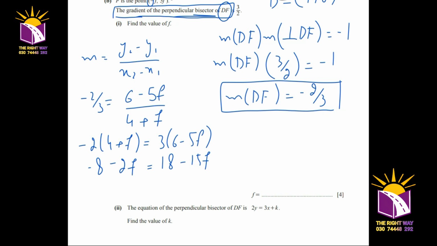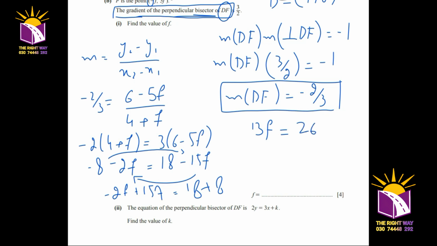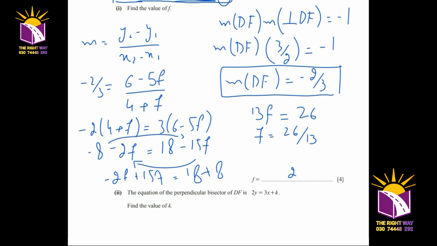Minus 2f plus 15f will become 13f, equal to 18, and minus 8 will become plus 8. So 13f will be equal to 18 plus 8, 26. f will be equal to 26 by 13 and f will be equal to 2. So your answer will be 2.